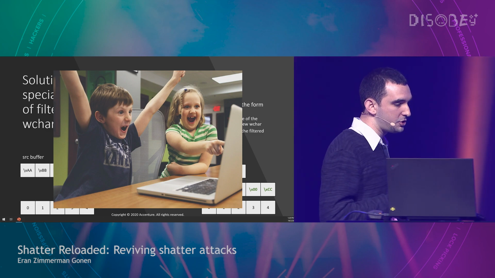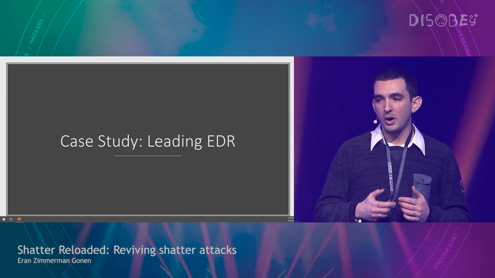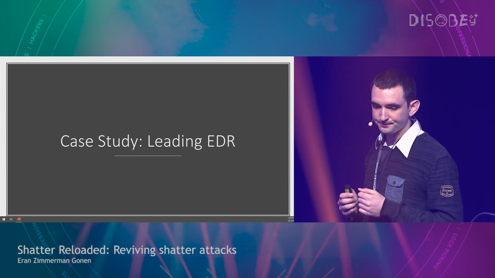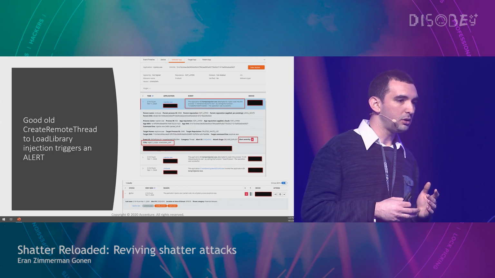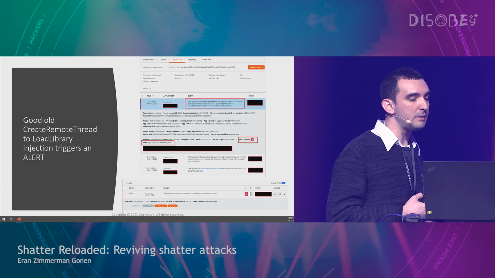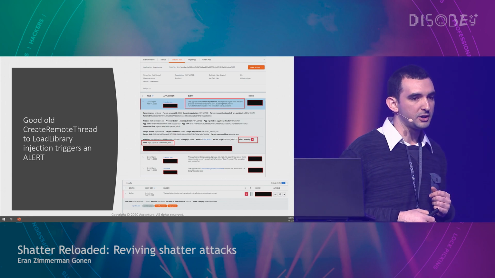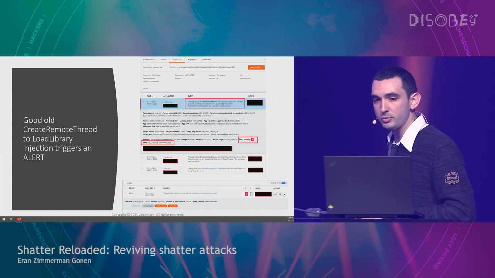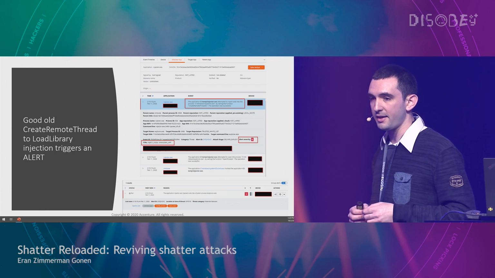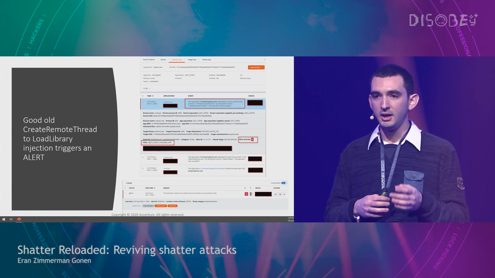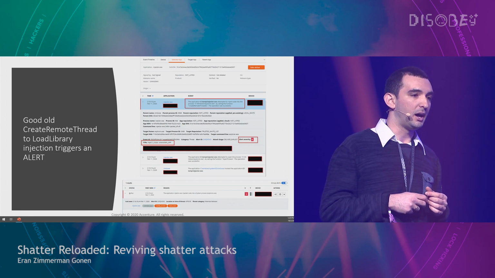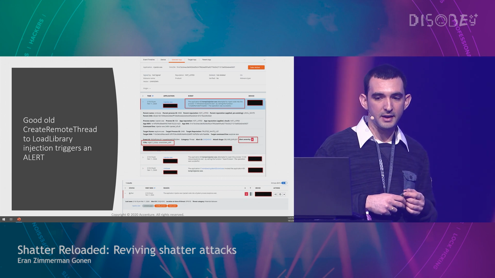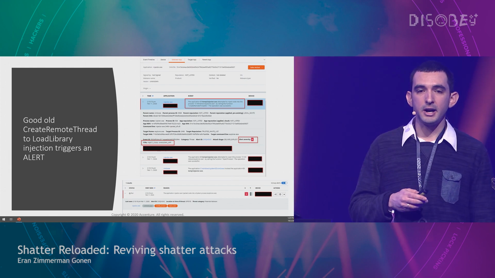So we want to check this on those EDRs. So we took one leading EDR in the market, and we said, OK, let's see how our code behaves with it. So first of all, we tried some good old CreateRemoteThread LoadLibrary injection to see that the EDR indeed works and does what it's supposed to do. So as expected, all the alarm bells went off, and the EDR said, OK, I saw that this process is trying to inject some memory into explorer.exe and run it with CreateRemoteThread, and that's bad, and I'm stopping you from doing that. So that was blocked. And then we said, OK, now let's try our code.